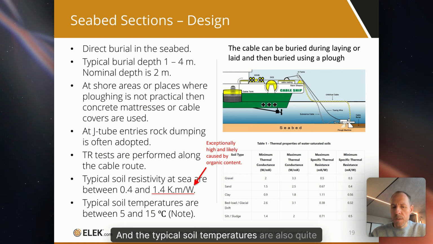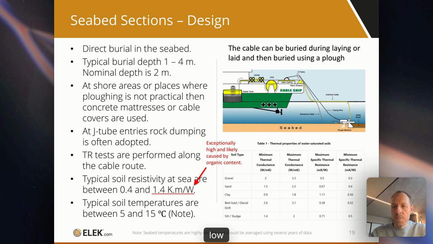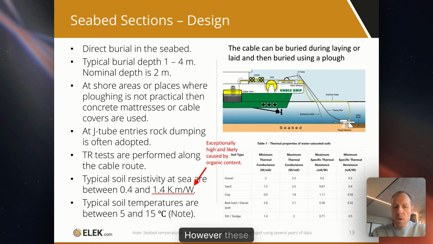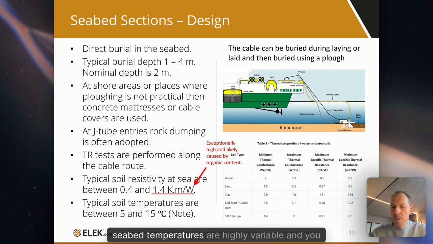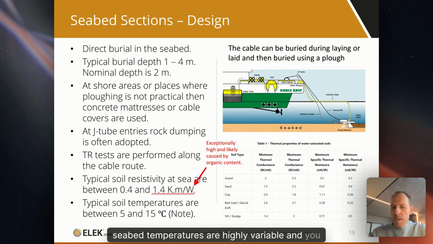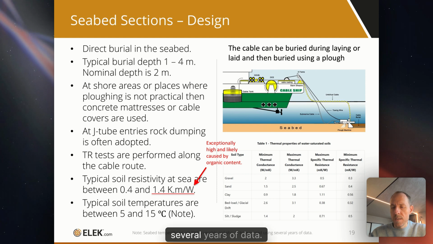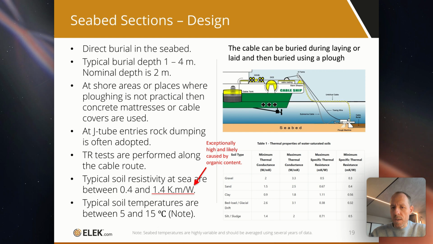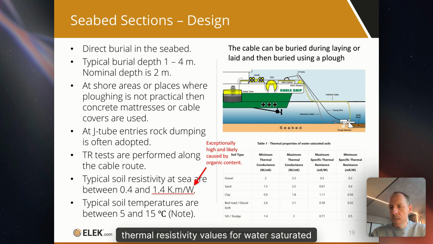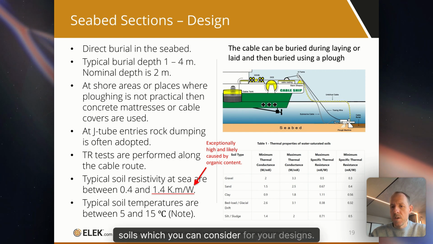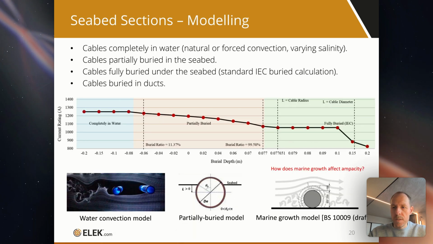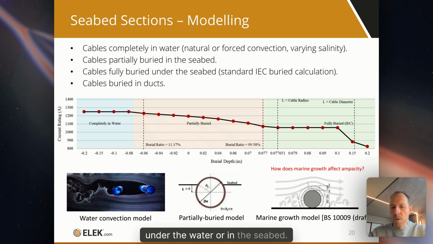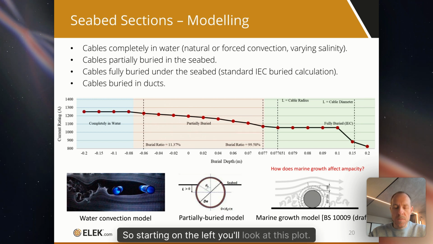And the typical soil temperatures are also quite low, usually between 5 and 15 degrees Celsius. However, these seabed temperatures are highly variable and you should consider several years of data. In the table in the bottom right-hand corner, you'll see some thermal resistivity values for water-saturated soils, which you can consider for your designs. Let's consider the current rating of cables that are installed under the water or in the seabed. So starting on the left, you'll look at this plot.